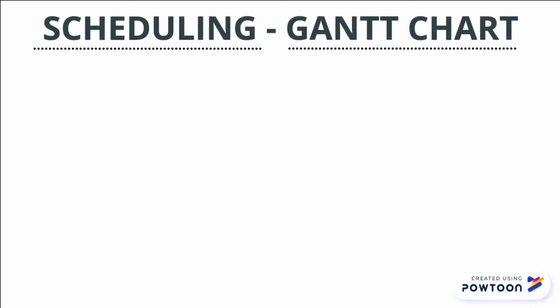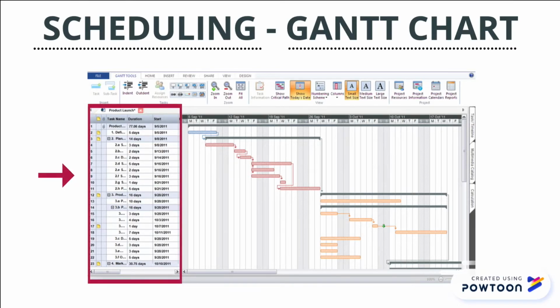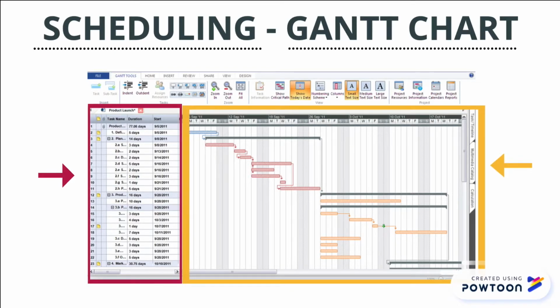As discussed earlier, the most popular form of scheduling is the Gantt chart, and there are a number of applications that perform this task for you. These tools allow you to enter and modify the outline of your tasks in the left-hand panel, and the program will generate the graphic visualization in the right-hand panel.